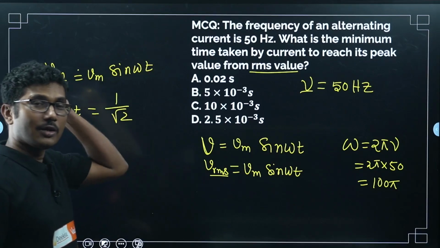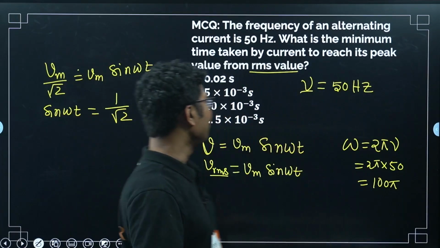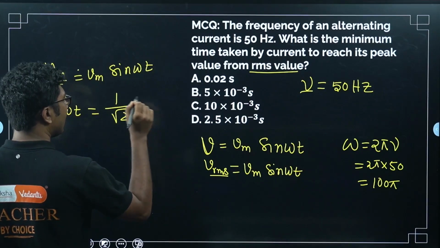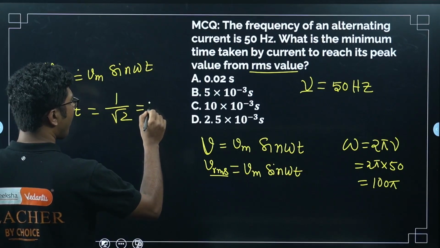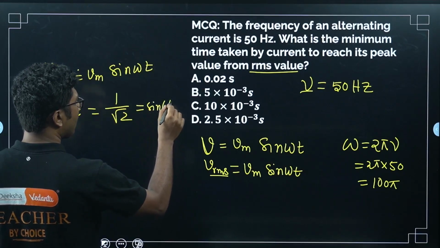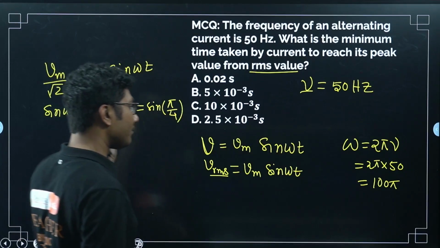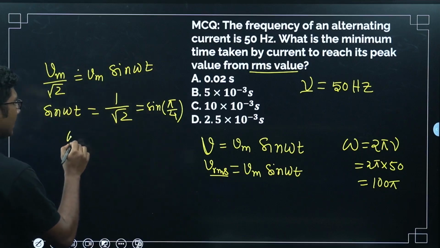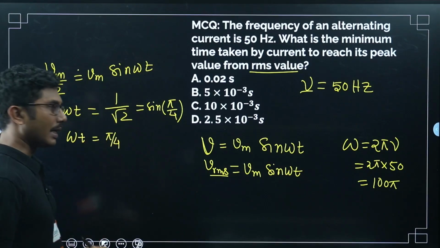Now the value of sin omega t is 1 by root 2 when it is 45 degrees, right? So this is sin pi by 4. So it is pi by 4. Now comparing, we can write this as omega t is pi by 4. Omega t is pi by 4.